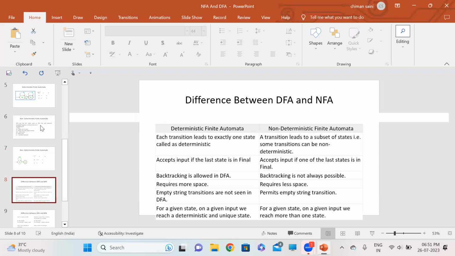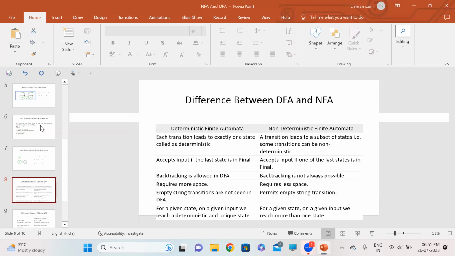Okay, the first one that comes to mind is the full form, right? DFA stands for deterministic finite automata and NFA stands for non-deterministic finite automata. Okay, so the first difference is each transition leads to exactly one state, called deterministic. So this is the basic point that after applying a single input we can move to only one state, and in case of non-deterministic we can move to multiple states.